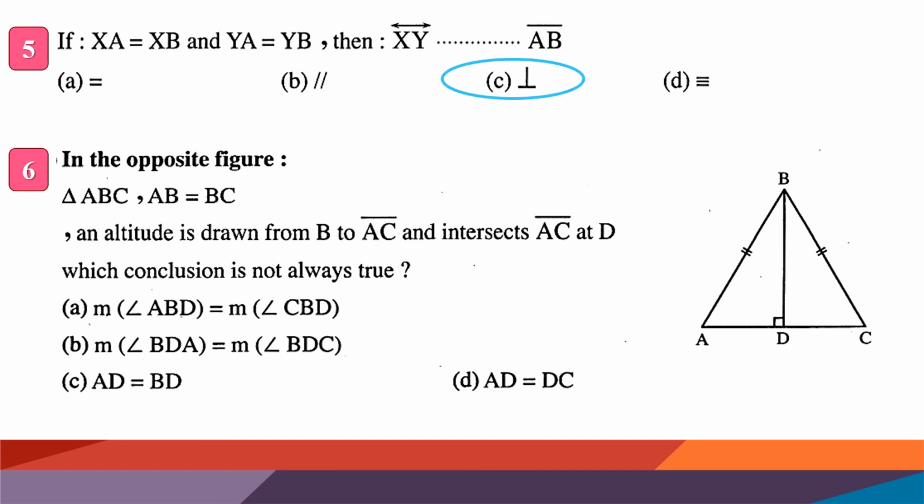Number 6, in the opposite figure, triangle ABC, AB equal to BC, and altitude drawn from B to AC and intersect AC at D, which conclusion is not always true. In this figure, AB equal to BC and D is the midpoint of AC, okay? So BD is the axis of symmetry. So measure of angle ABD equal to the measure of angle CBD. So first one is true.